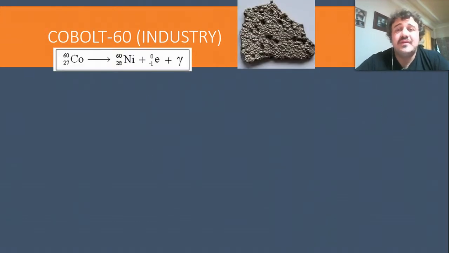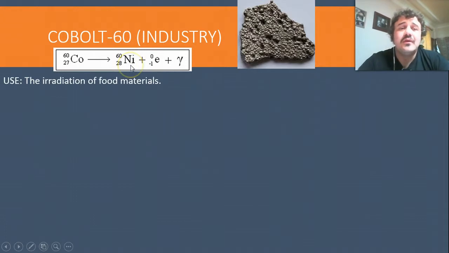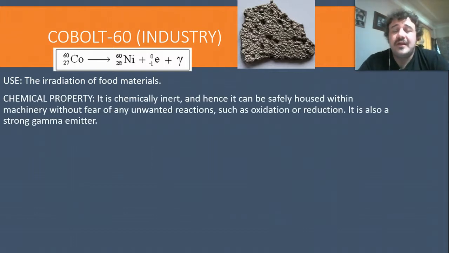Okay, so this is cobalt up here, and this is the radioactive decay of cobalt-60. Cobalt-60 decays into a beta particle and gamma radiation to make nickel. So basically we use it to irradiate foods. Now, this is something that's actually really important, and it has several uses, and the main one is to sterilize food, basically. It has a chemical property, and that is that it's inert.